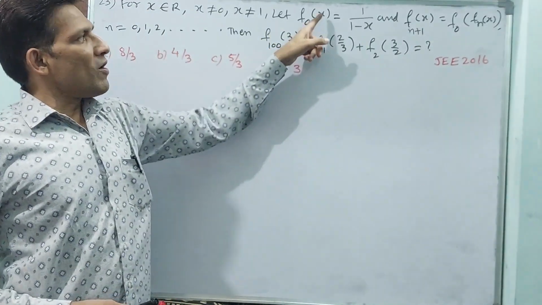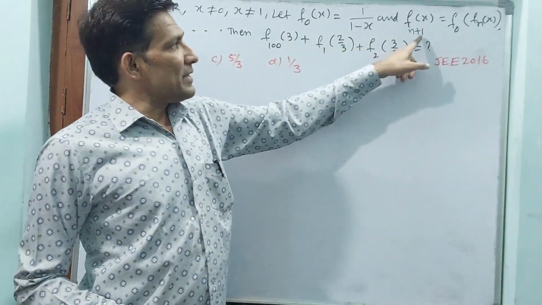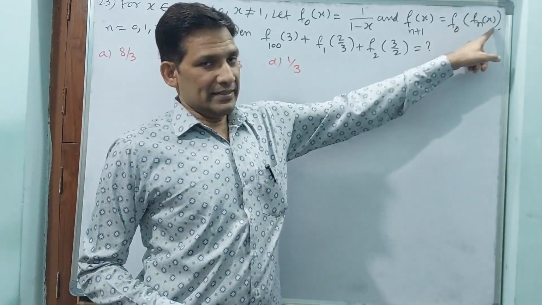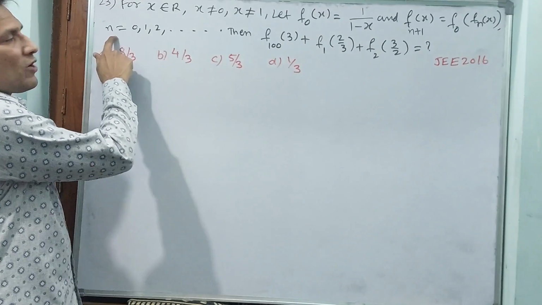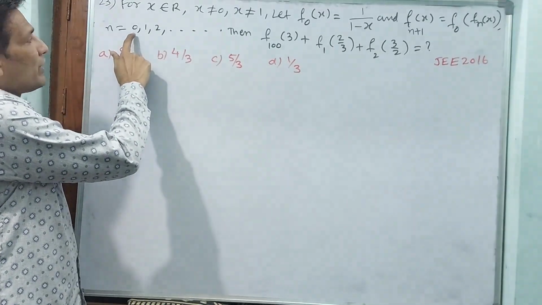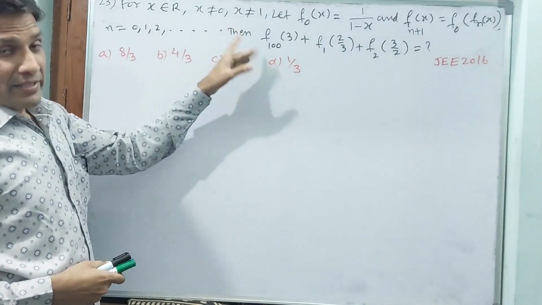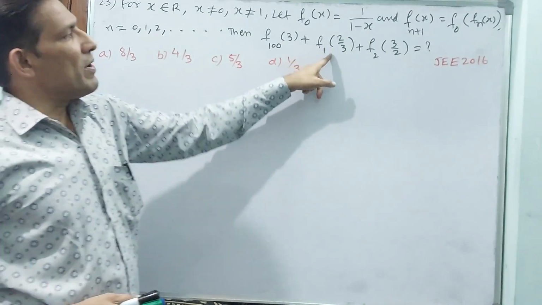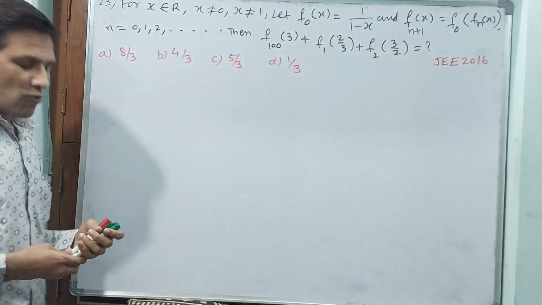See, f0 of x is 1 by 1 minus x. Fn plus 1 of x is equal to f0 of fn of x. Okay, that logic you have to understand. N value they have given. N value from 0 onwards, you can take 0 to something, then you can say whole numbers. They are asking f100 of 3, f1 of 2 by 3, f2 of 3 by 2, summation, addition. Okay, how to find?